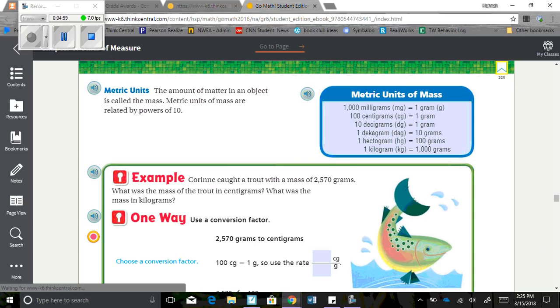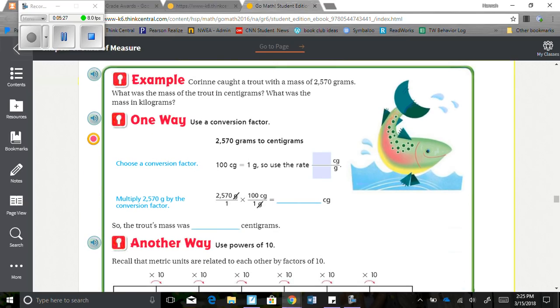Metric units. The amount of matter in an object is called the mass. Metric units of mass are related by powers of 10. So here we have 1,000 milligrams equals 1 gram, 100 centigrams equals 1 gram, 10 decigrams equals 1 gram, 1 decagram equals 10 grams, 1 hectogram equals 100 grams, and 1 kilogram equals 1,000 grams. Looking at our example, Corinne caught a trout with a mass of 2,570 grams. What was the mass of the trout in centigrams, and what was the mass in kilograms?